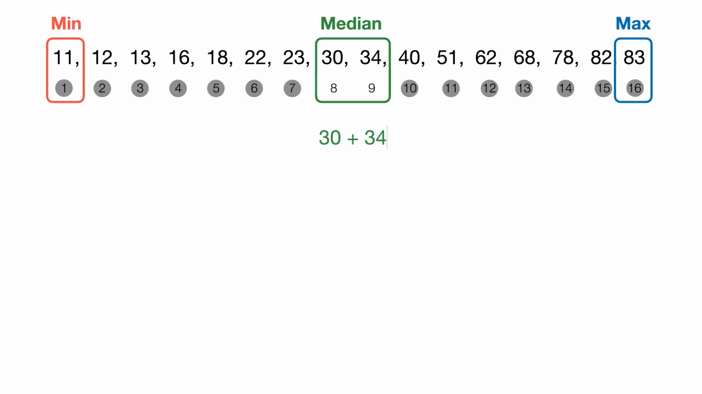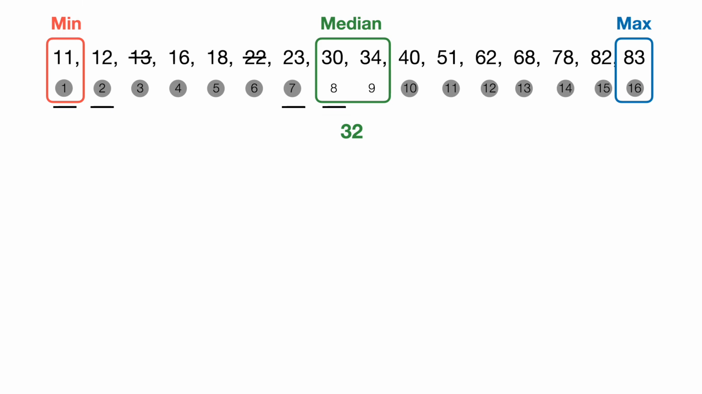So 30 plus 34 divided by 2 is 64 divided by 2, which is going to give us a median of 32. And so now we have everything we need to find Q1 and Q3. So again, let's start counting in. Since there's 2 numbers in the median, we're going to count in from 30 and count in from 11.